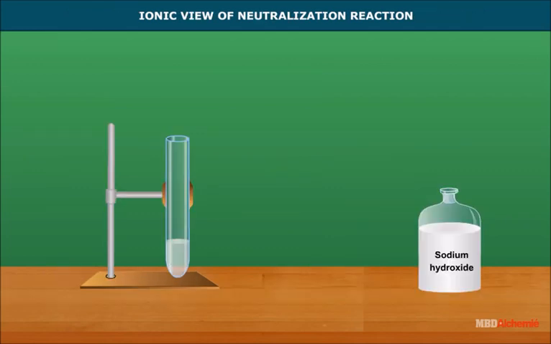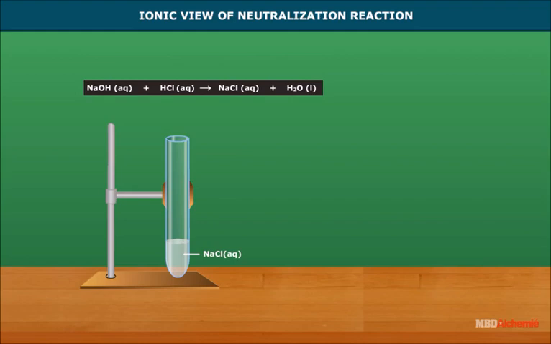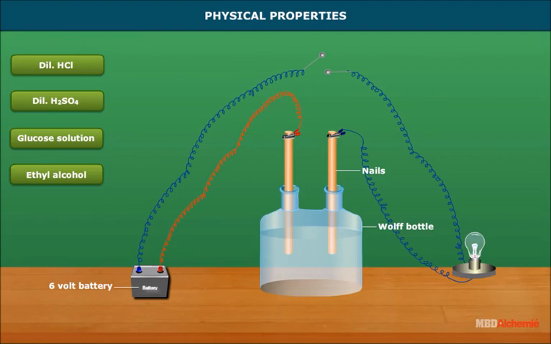Neutralization can be explained in this way. Take 5 ml of hydrochloric acid solution. Add some sodium hydroxide solution to it drop by drop. The solution becomes neutral. It can be represented by an ionic equation: the acid gives a hydrogen ion and the base gives a hydroxide ion. The hydrogen ion reacts with the hydroxide ion to give water. This is neutral. Let us perform an activity to know whether all compounds containing hydrogen are acidic or not.